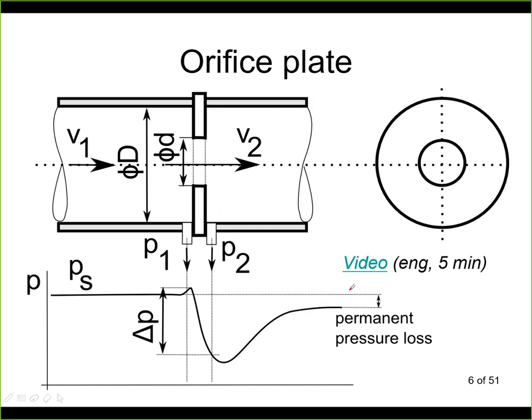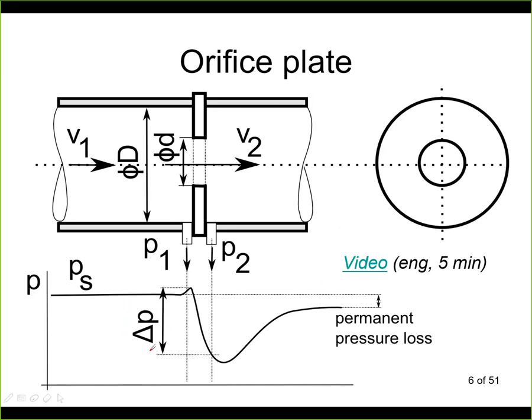Here, after the orifice plate, now we'll have a small permanent pressure loss. So the pressure after the orifice plate will always be a little bit smaller than the pressure before the orifice plate. Now I recommend you take a look at this video and the other videos in this lecture as well, because they are quite interesting. You will see how this is installed, and also the explanation again of all those principles.